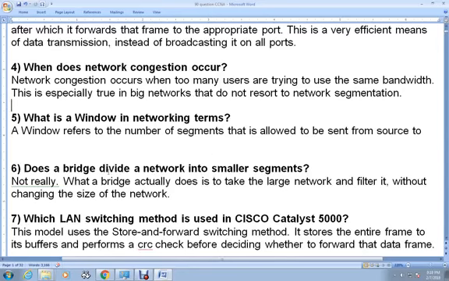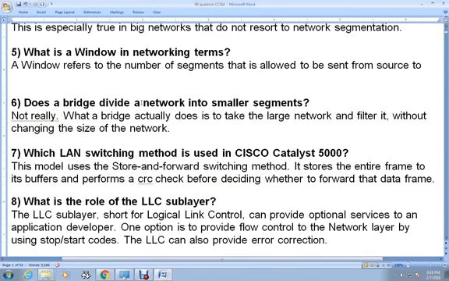Guys, next question: does a bridge divide a network into smaller segments? Not really. If we talk about just this much, the answer is sufficient. I will talk in detail about this in the same video in coming questions.